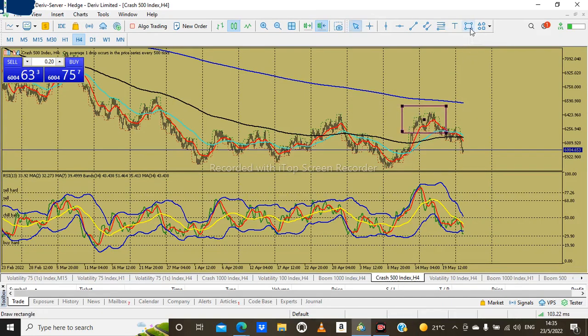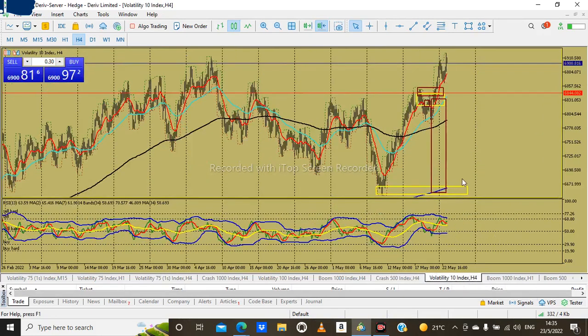Okay, so I'm anticipating. I'm going to sell Crash 500 until this region. Crash 500 is till this region. Let's see how price will move. So Crash 500, we are selling.